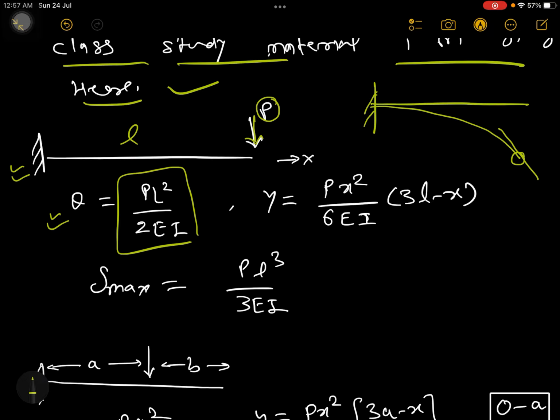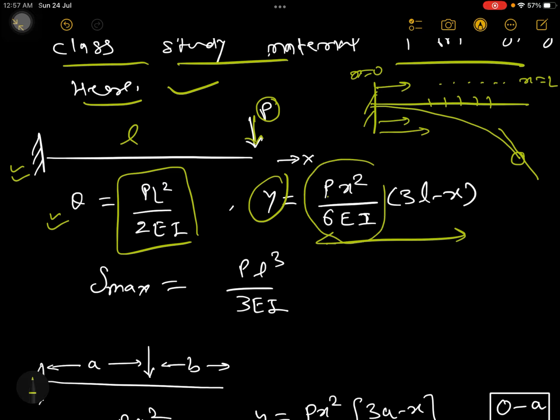Okay, and at any distance in this direction you will consider x equal to 0 here, and when you reach here x is equal to L. So at any distance x, if you want to find the deflection, then you will use this formula, Px square by 6EI, and in the next bracket you have (3L minus x).